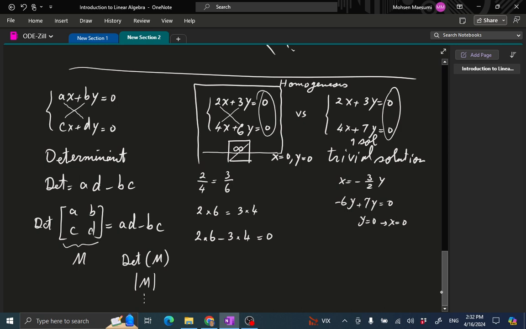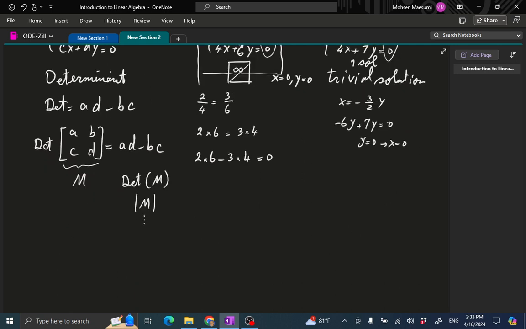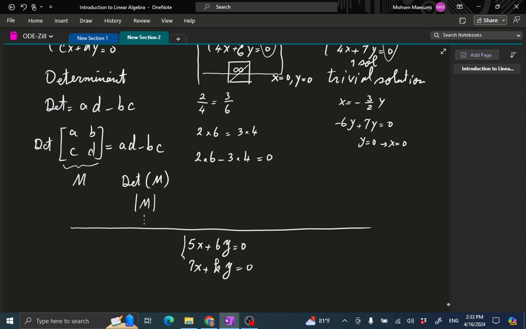So let's learn the following. For a linear homogeneous system to have infinitely many solutions, or to have any solutions other than the trivial solution, its determinant has to be 0. That's a crucial fact. So suppose I give you the following problem. Say I have 5x plus 6y equal to 0, and 7x plus ky equal to 0. And then I ask what should be the values of k so that the system has infinitely many solutions.